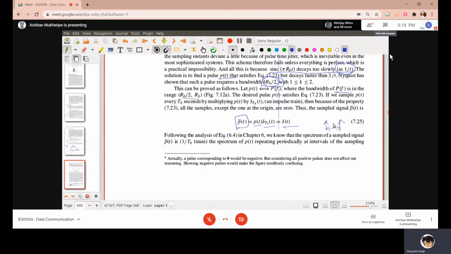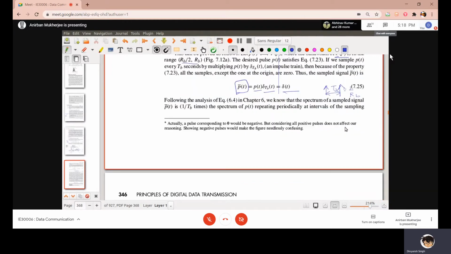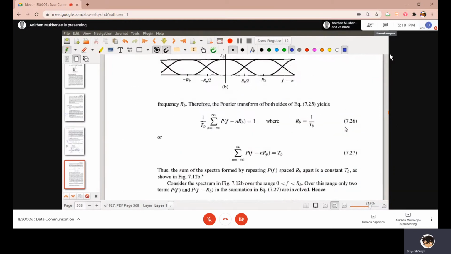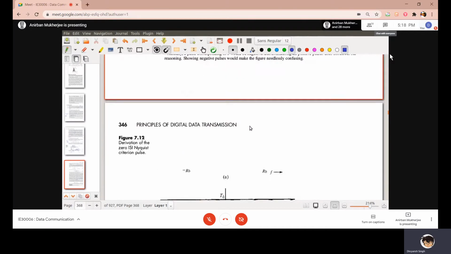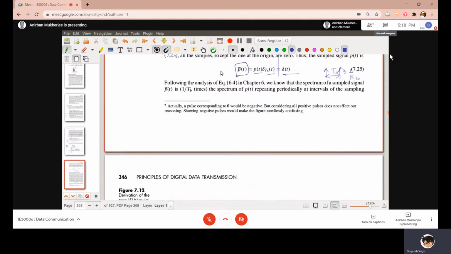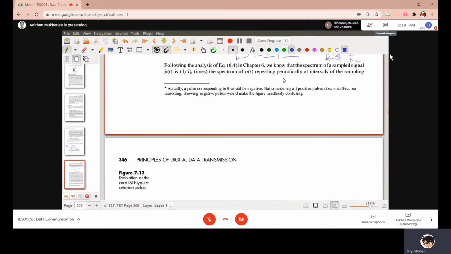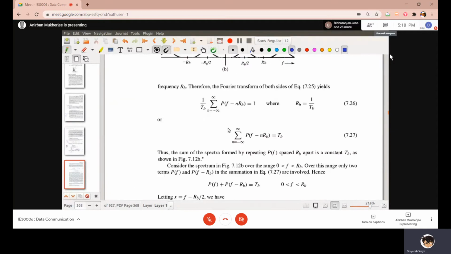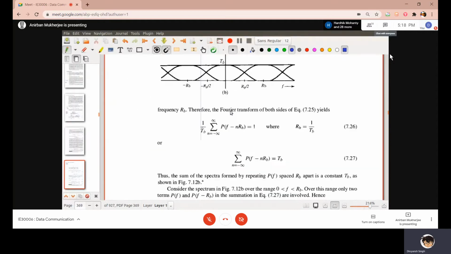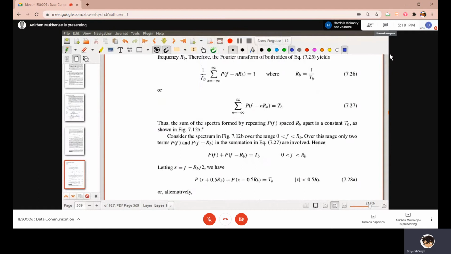The duration is TB, or TB equal to 1 by R. Now if I take the Fourier transform, we know that for delta T on the right hand side, it will be 1, and for P(t) delta T minus delta TB, this Fourier transform will be coming like this. Let me explain what it basically is.